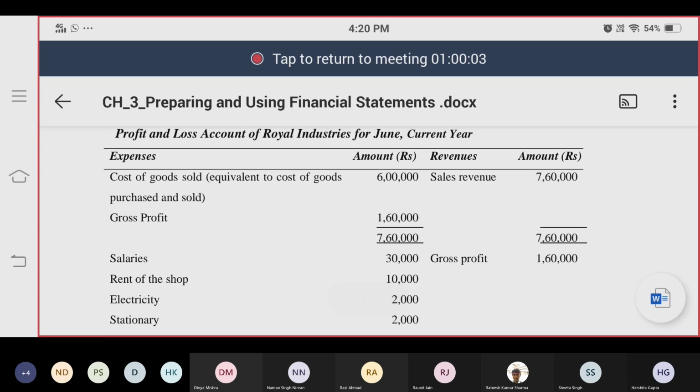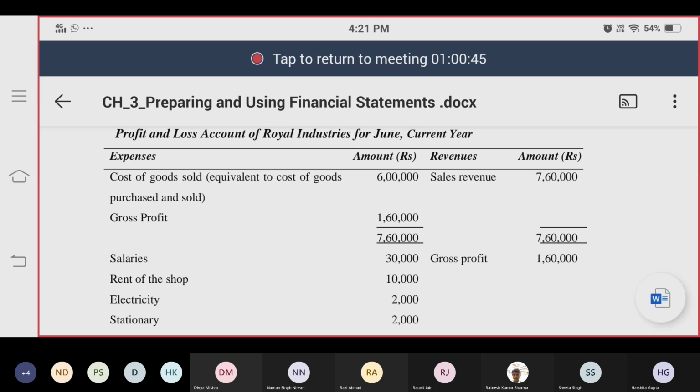So typically in a P&L, you will first start with the revenue. This is how the P&L account looks. Profit and loss account for Royal Industries for June. You write expenses, then amount in rupees, you write revenues, then amount in rupees. Start with the revenues. We know that the total sales revenue in that year has been 7,60,000. There has been no other income. Then we have cost of goods sold, which is equivalent to cost of goods purchased and sold.